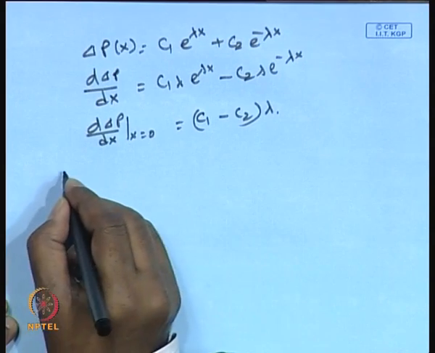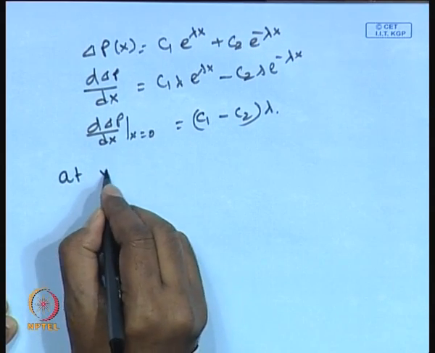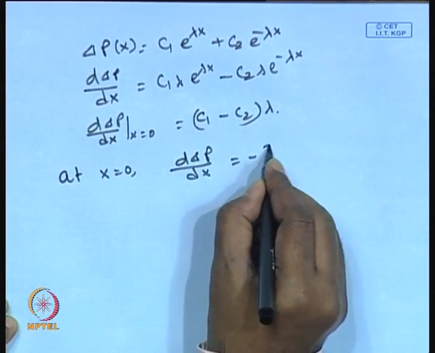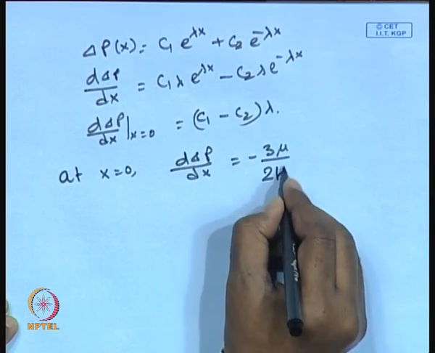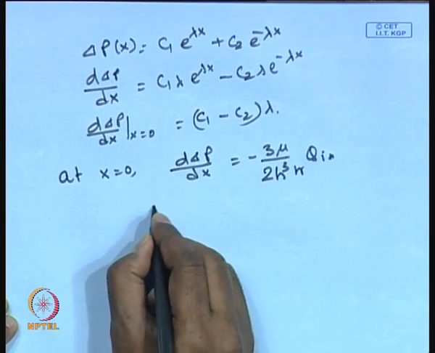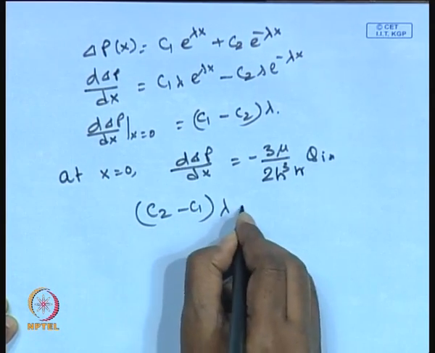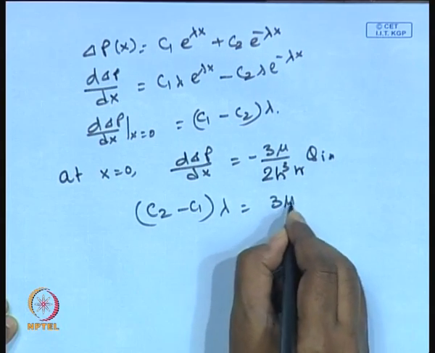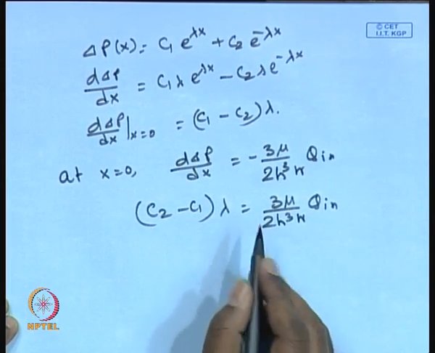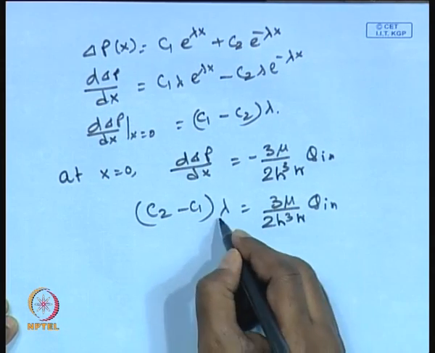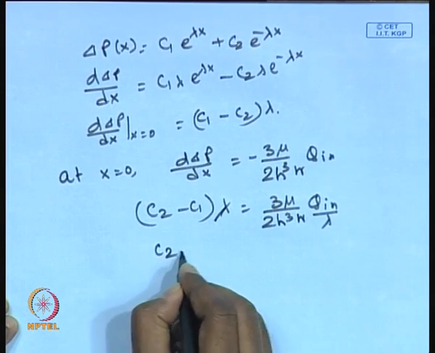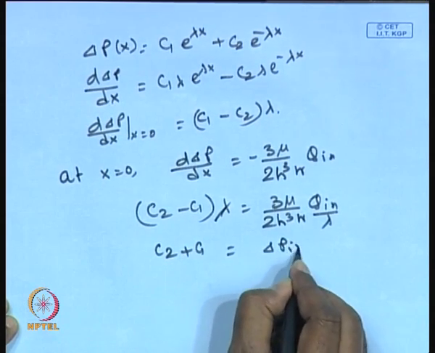And the second boundary condition, if you remember, at x is equal to 0, d delta p/dx is equal to minus 3 mu divided by 2 h cube w times q in, and you will be getting, consequently, (c2 minus c1) times lambda. This minus will be taken care of, 3 mu divided by 2 h cube w q in. So, you can take lambda to the denominator, so this becomes divided by lambda. And you had already c1 plus c2 is equal to delta p in.